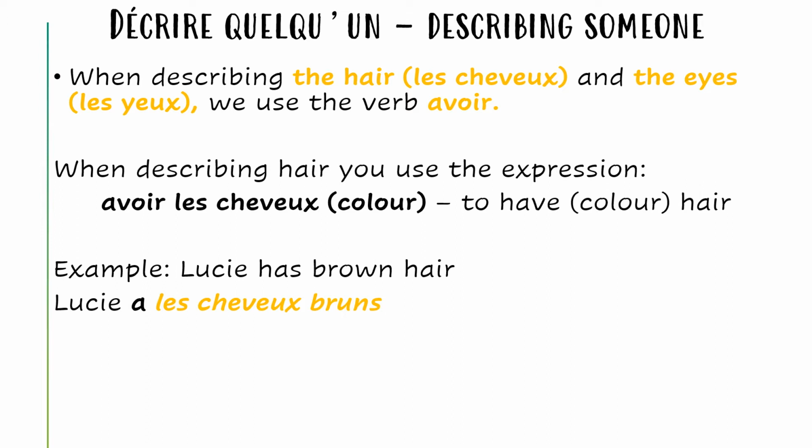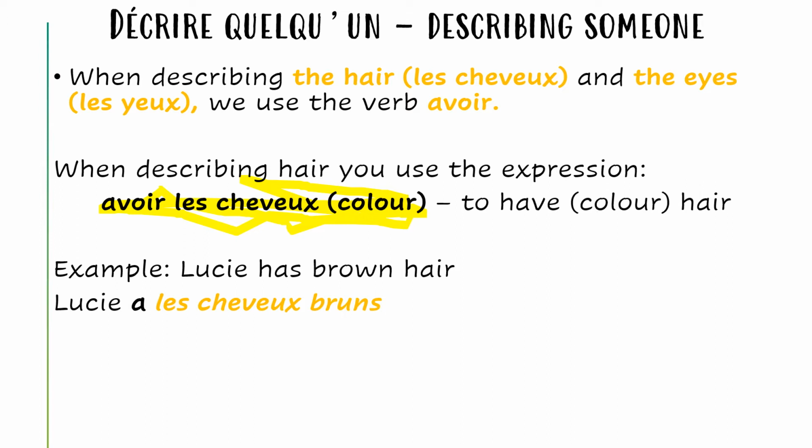Okay? So as it relates to the hair, when describing hair, you're going to use the expression avoir les cheveux, and then you add the color. Because you know that in French, the adjective normally follows the noun, right? Avoir les cheveux, and then you state the color. So you're going to conjugate the verb avoir, then put les cheveux, and then put the color of the hair.